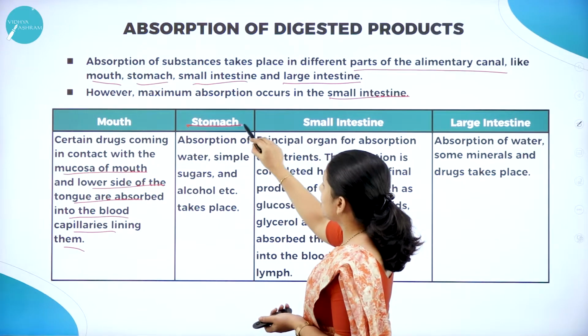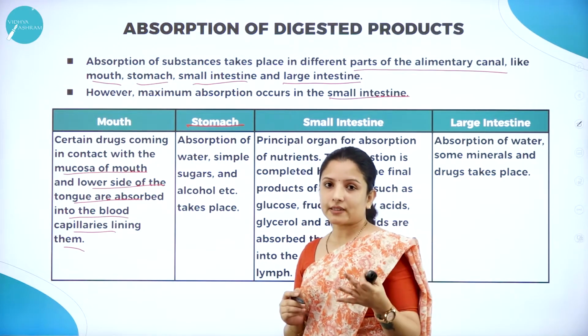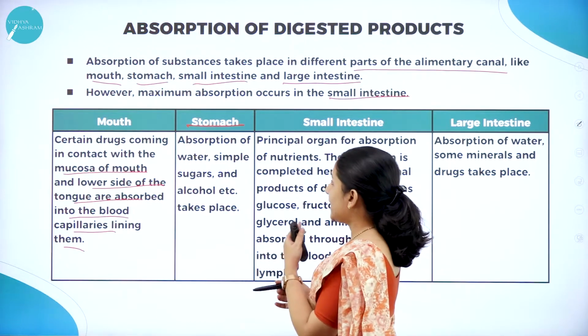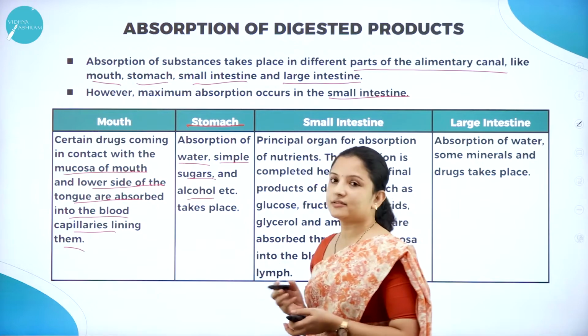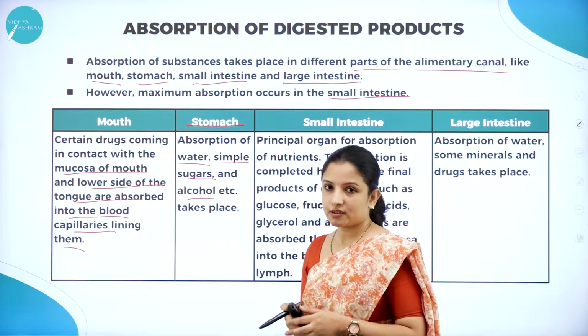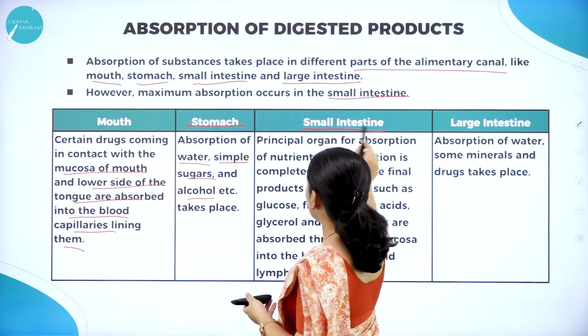Next, talking about absorption in the stomach. The stomach also participates in the absorption. It helps in the absorption of water, some simple sugars, alcohol, etc., which are directly absorbed by the stomach. Next, talking about the small intestine.